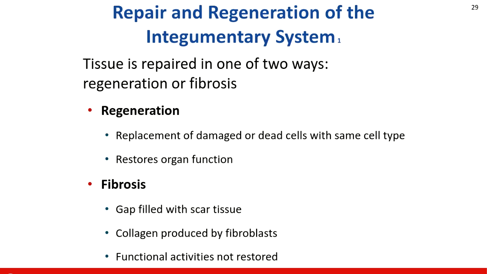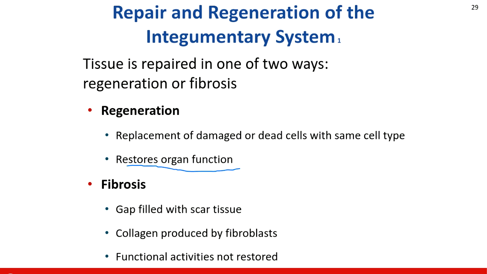Winding down here to the last part of the skin, what we're going to discuss is how we fix skin and how skin regenerates. So this type of tissue can be repaired in one of two ways, either through regeneration or fibrosis. Optimally, we want regeneration. That is the type of replacement that we primarily want. And the reason why is, when the skin undergoes regeneration, it's going to maintain or restore the organ function.